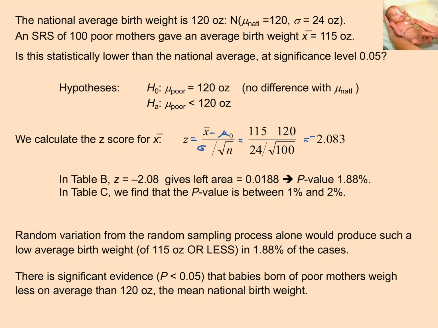So with these results, we can conclude that random variation from random sampling alone would give us such a low average birth weight in only about 2% of cases. Our cutoff is 5%. So we're more confident than we need to be to reject this null hypothesis. So we have significant, or statistically significant, evidence, a p-value less than 0.05, that babies born to poor mothers do, on average, weigh less than 120 ounces.